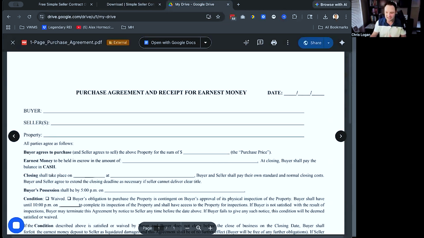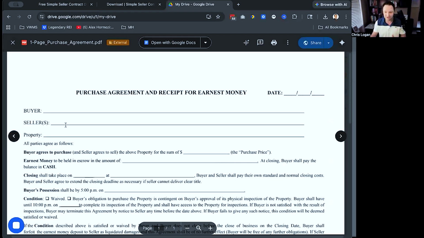Now, you want to pay attention because one small section here can either protect you or cost you a deal if you don't understand it. So let's start with the date field. This just establishes when the agreement starts. Simple. But the date also starts your inspection clock and closing timeline, and timing matters.